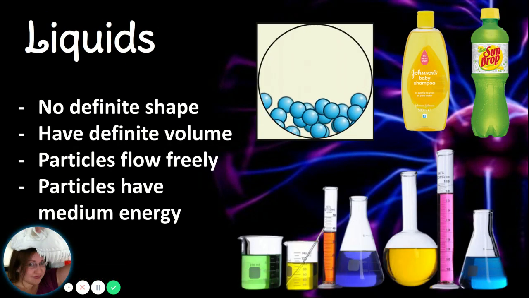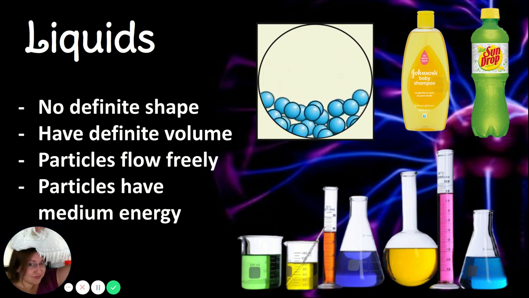Liquids. So our next state of matter. This one does not have a definite shape. Whenever a liquid is put into a container, it's going to take the shape of the container. Liquids do have a definite volume, so they do take up a specific amount of space.